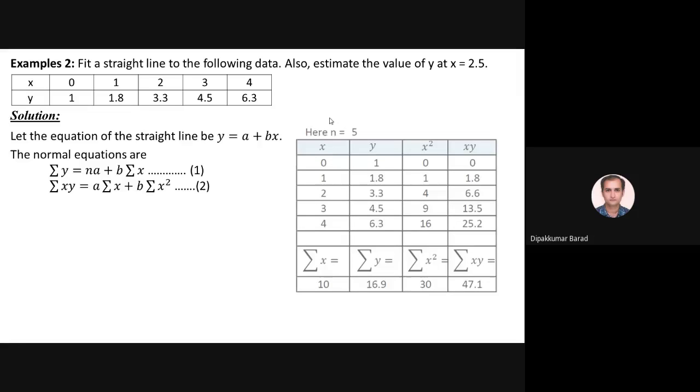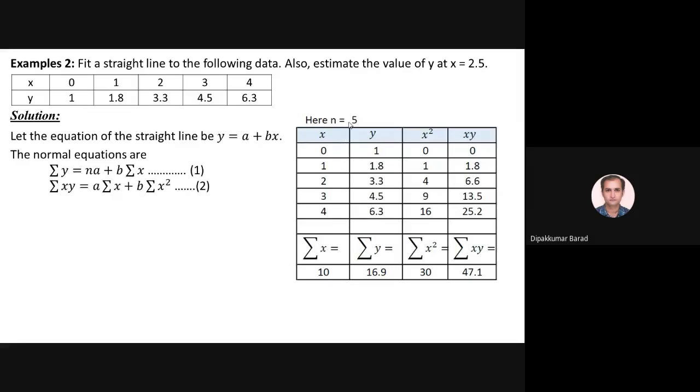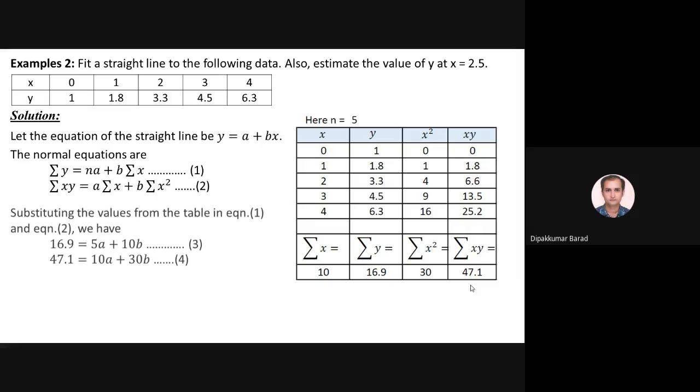Okay, so summation x, which we get as 10, and summation y is 16.9, not 15.9, 16.9. Let us see: 1, 2.8, then 5 and 6.1, and 10.6, and so 16.9, which we get. Summation x square, which I get here as 30, and summation xy is 47.1. Once we get these values, you can put them in the equations.